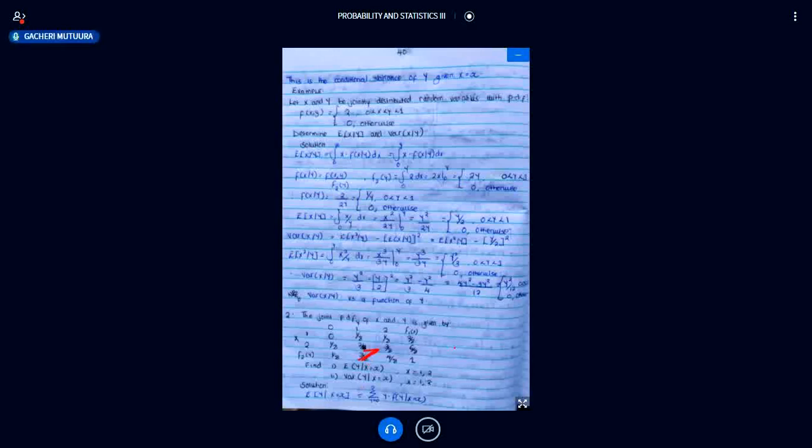This value here is 2 over 8, in case it's not clear. All of them are over 8. So you have 1 over 8, 1 over 8, 2 over 8, 3 over 8, and they should sum up to 8 over 8.